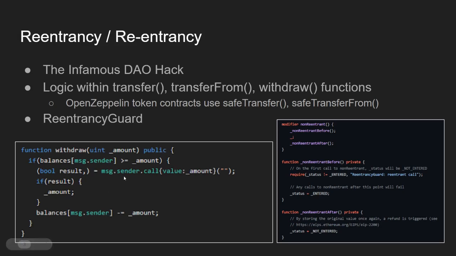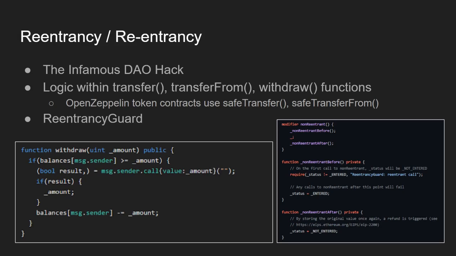This is bad because if the caller is a smart contract, the smart contract function that receives it could then call this again, and then it would send the same amount over and over and over again until you eventually have drained all the funds out of the wallet. And that's exactly what happened with the DAO hack.